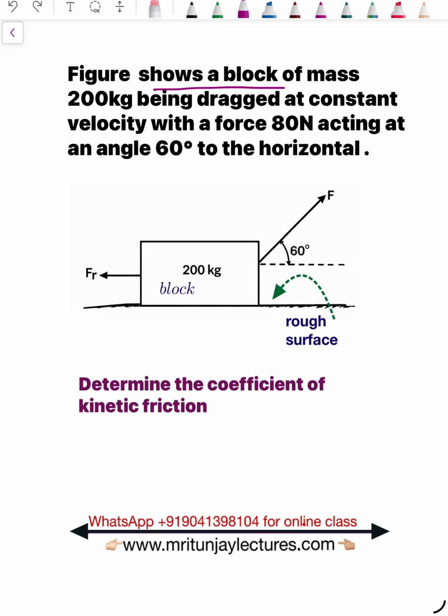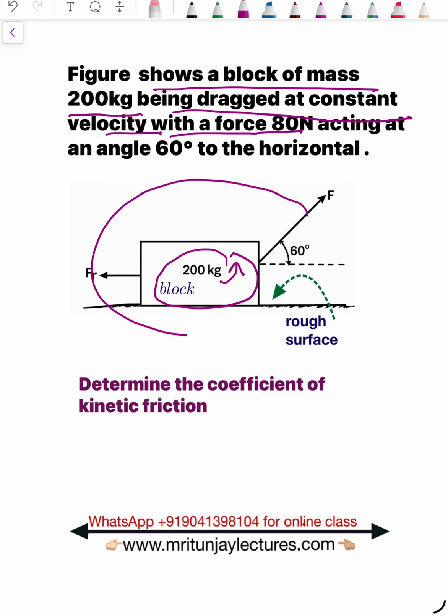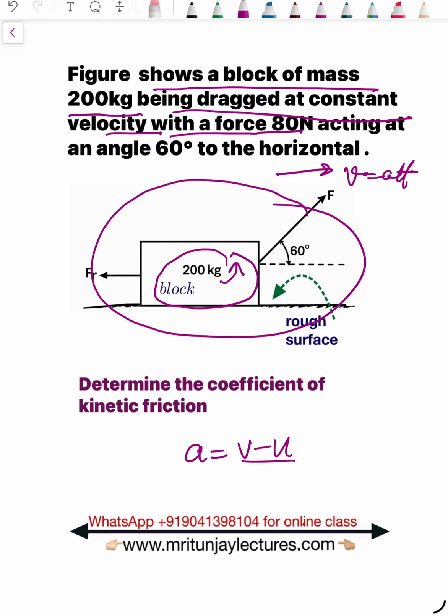A figure shows a block of mass 200 kg. This one is a block. Mass of this block is how much? 200 kg. It is being dragged at constant velocity with a force, which means this one is going with constant velocity. V is constant. What do you mean? Means what about acceleration? It is zero. Why? Because of constant V: (V minus U) divided by delta T. If V is equal to U, according to the question, that's zero.